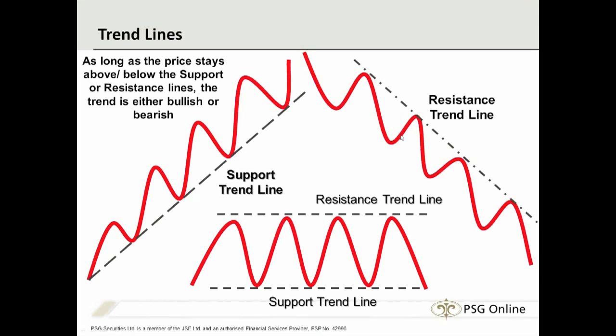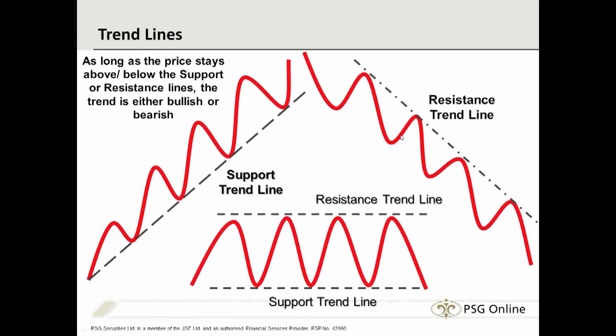The more times it touches, the more reliable the trend line is. The longer it takes, also the more reliable the trend line is. And as the word would imply, as long as the share price remains above that support trend line, above those lows, the trend is up. Okay, so that gives you an indication that the trend is up.